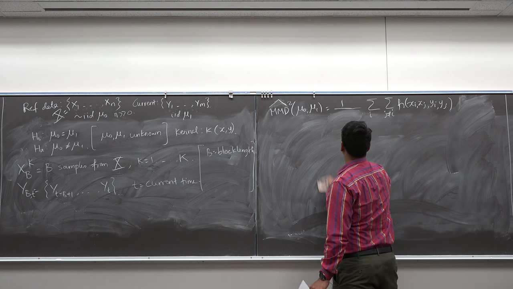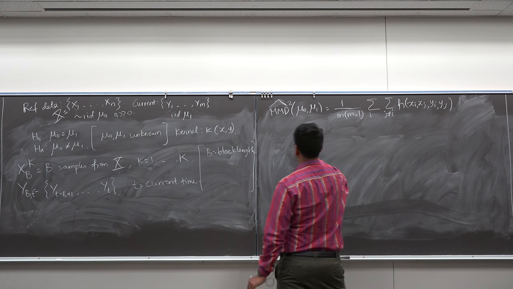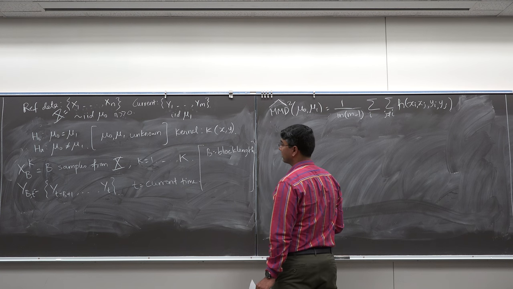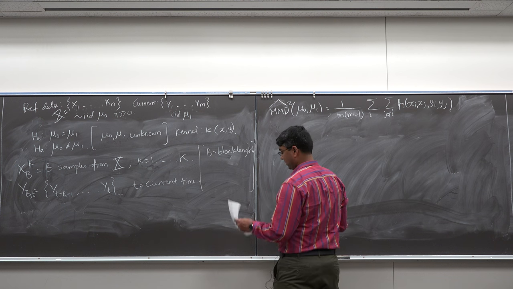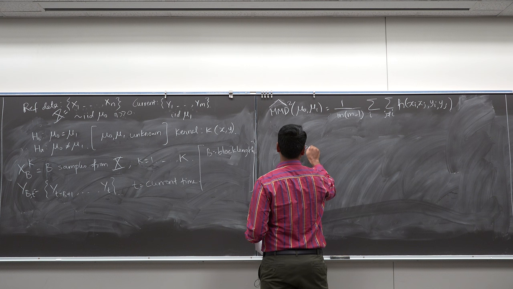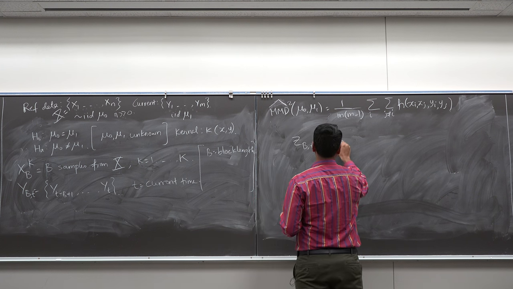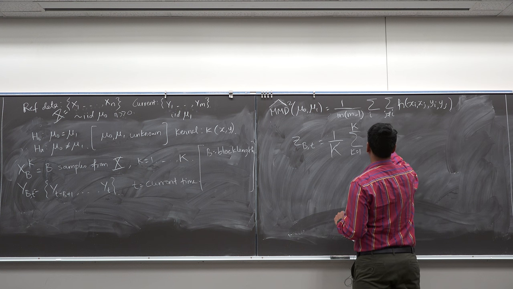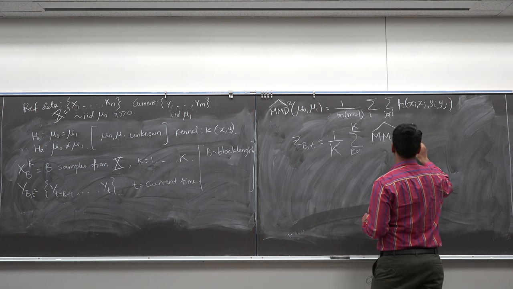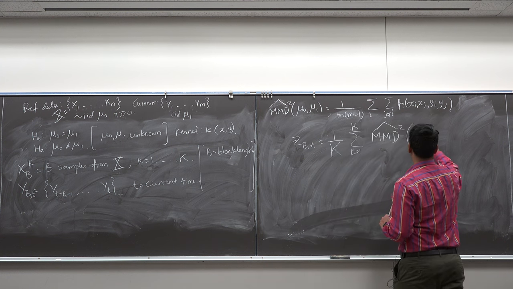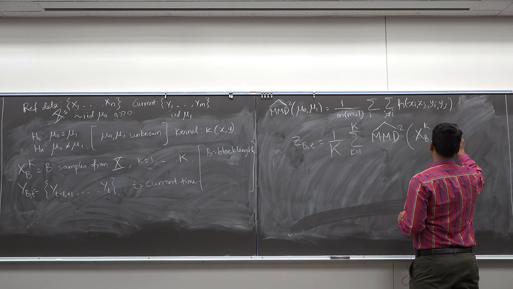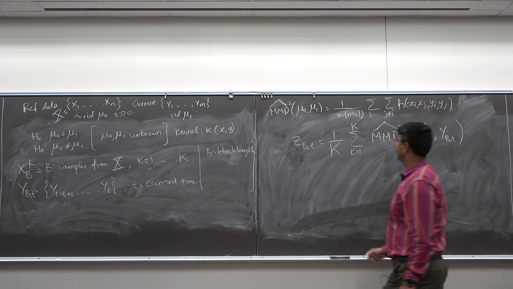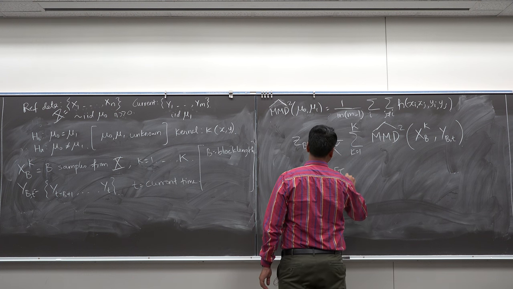So I'm going to define Z_{B,T} as 1 over capital K, summation k equals 1 to capital K, of MMD hat square. And now, instead of writing mu naught and mu 1, I'm going to write X^B_k and Y^B_T. And my rejection region, as always, is tau infinity.